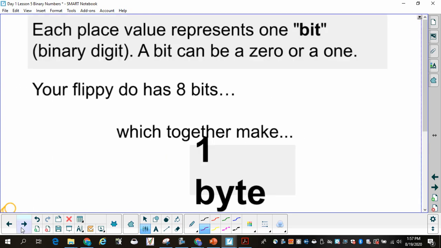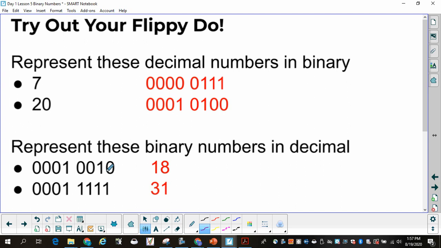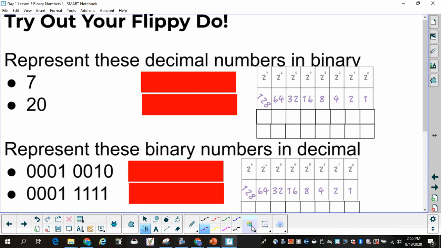Now that you're back, we're going to look at how to use your Flippy Do. Each place value represents 1 bit, a binary digit. A bit can be a 0 or a 1. Your Flippy Do has 8 bits, which together make 1 whole byte. Now, we're going to try out that Flippy Do. Okay, did you try this? Let's go ahead and see how you did and see how to use your Flippy Do.